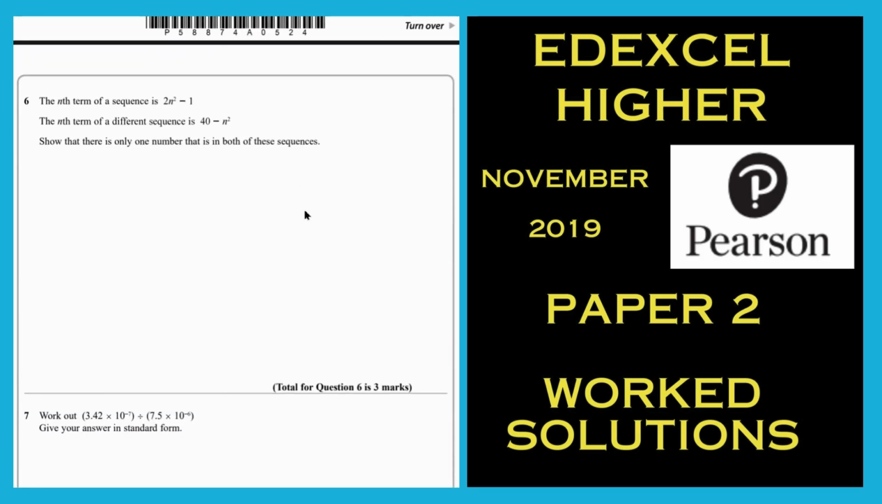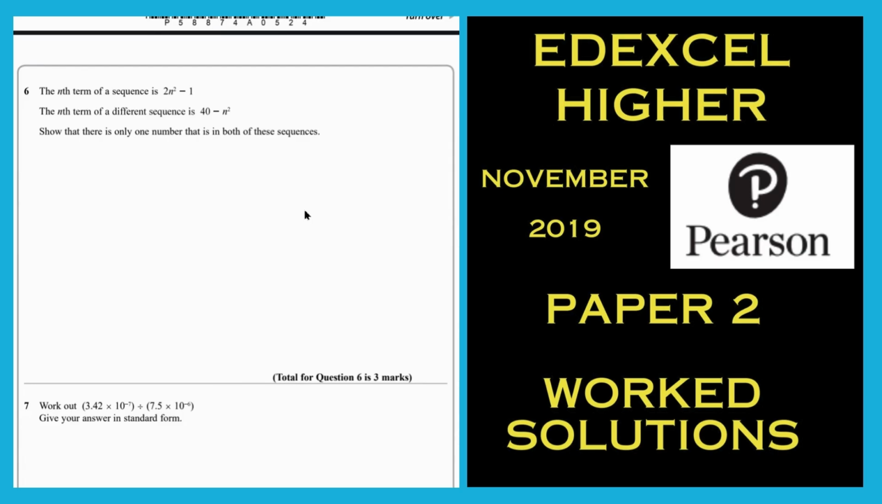Number 6. I prefer a brute force approach to this. Now, the way I've set it out, it's worth 3 marks. Slow it down, no rush. Take 4 or 5 minutes for these. They're nice and easy. You've got your calc. One of the sequences is 2n squared minus 1. Now, a quick glance at that, you'll know it's just going up and up and up. That's what's going on.